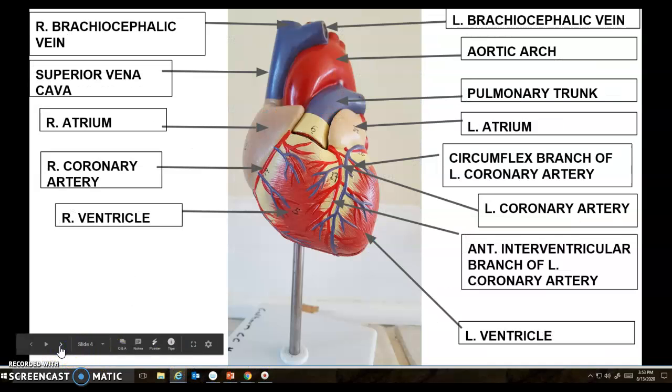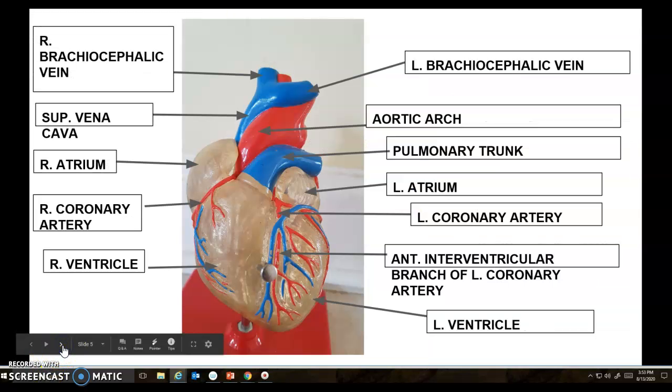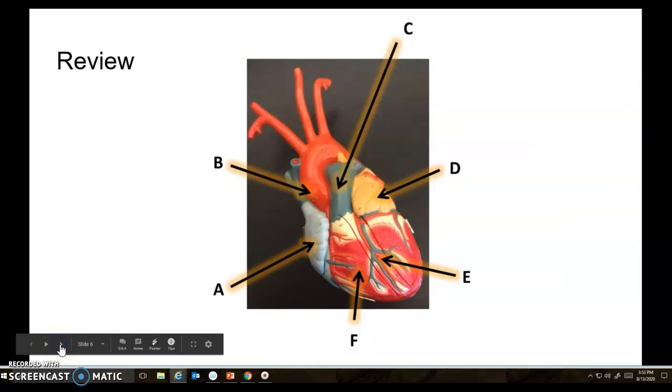Now here's another model, same thing with the labelings. All right, so make sure you look at this too. All right, and here is another model. All right, so I'm just trying to show you all the different models so you will get the clear picture of the heart model, because remember, on your test I can have any labeling, right?